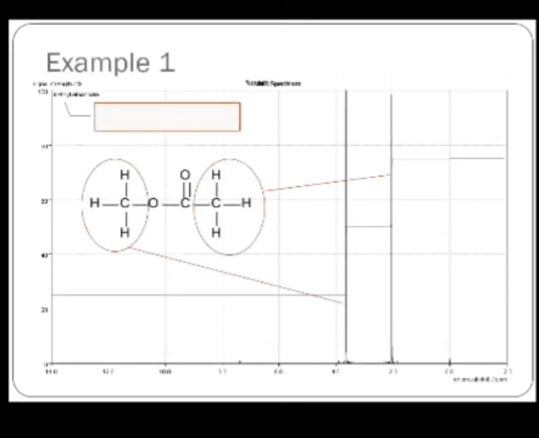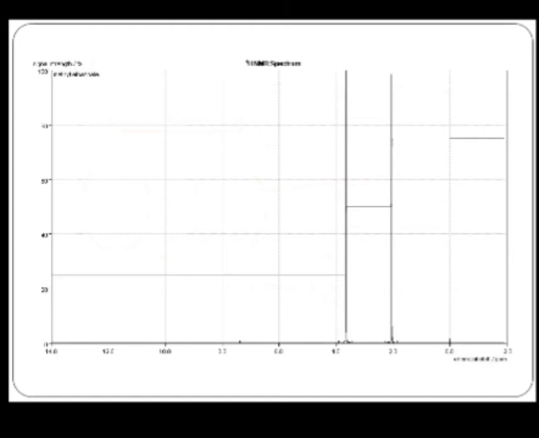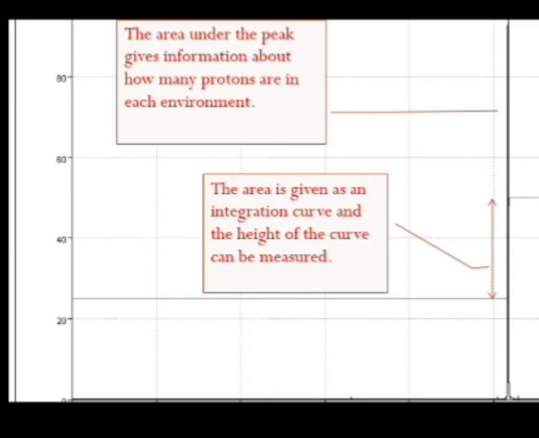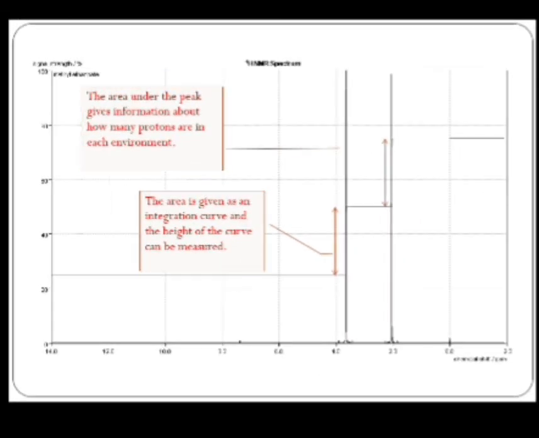There are two types of protons, and for two types of protons we have got two peaks, one peak near 2 and a second peak near 3.8. Then this is the detail. The area under the peak gives information about how many protons are in each environment.